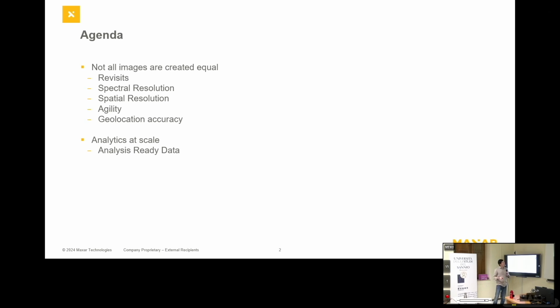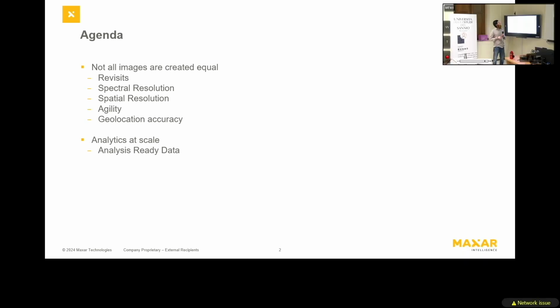Okay, so this is the agenda. I have 4 parts, and I tried to divide it in a way that made sense. First, we're going to be talking about why images are not created all equal, and what that means. What are the concepts like revisit, spectral and spatial resolution, agility of the satellite, and geolocation accuracy. Then I will touch on what is called ARD, analysis ready data, which is a framework used to include several pre-processing steps that are generally necessary for you to do machine learning after.